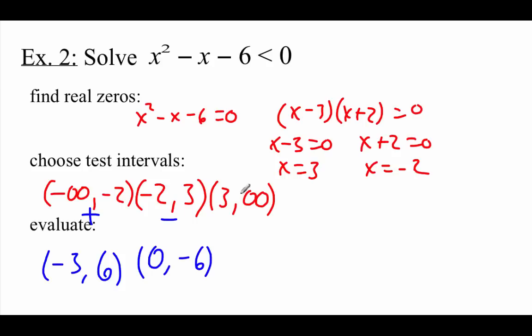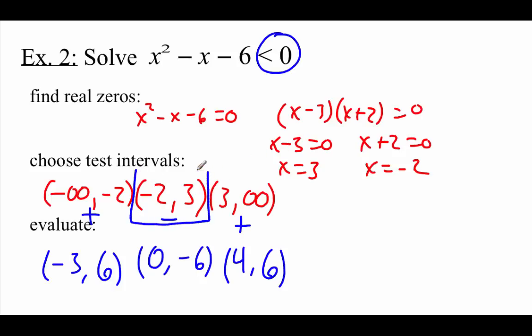Looking at our last interval from 3 to infinity, maybe we pick a test value of 4, plug that in for our x, and we get back a y value of 6, which means that this last interval is also positive. Now remember, we were looking for where this x squared minus x minus 6 was less than 0. Well, numerically speaking, things that are negative are less than 0, so I'm focusing on this middle interval that runs from -2 to 3, so we're going to graph that one out.